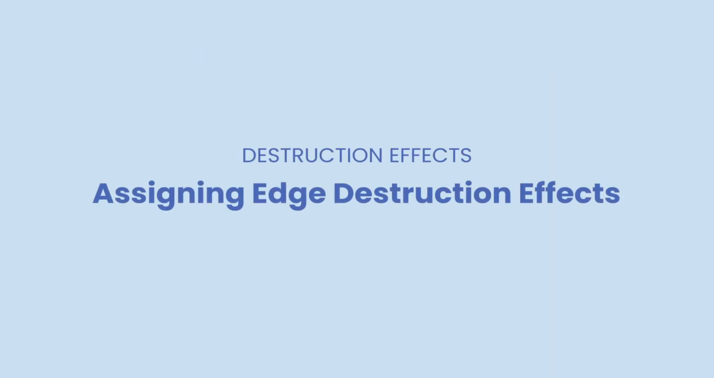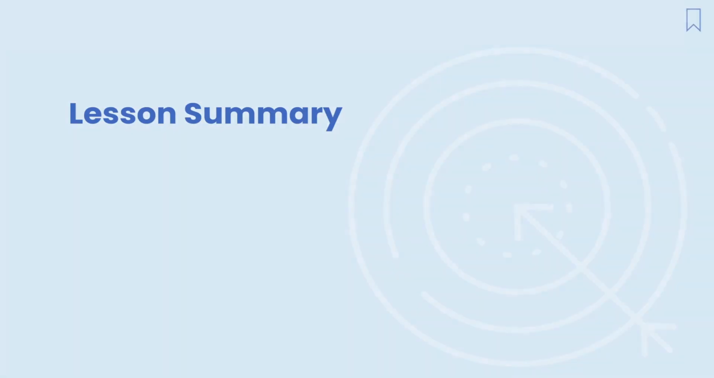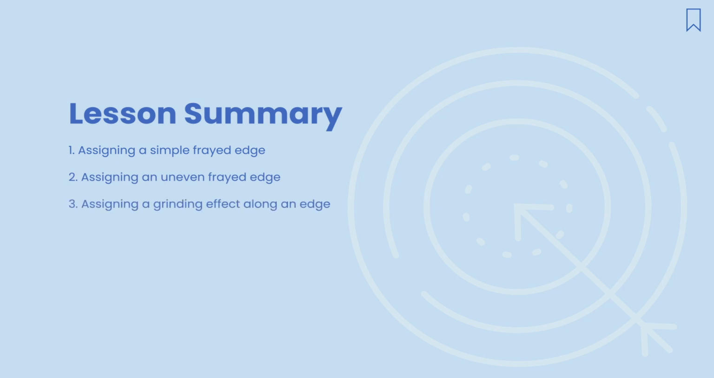In this lesson, we will learn the different methods to assign edge destruction effects. We will be covering the following: assigning a simple frayed edge, assigning an uneven frayed edge, assigning a grinding effect along an edge. For this lesson, you can download the BW file of the denim skirt or use the denim skirt which you have created previously.